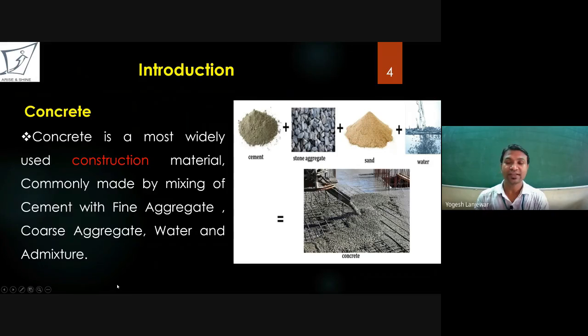We know that concrete consists of various ingredients like cement, sand, coarse aggregate, and water. If it is required, we can use admixture. I'm not going into the detail of the uses of admixture in this session, because I already discussed it in my previous session. The concrete is a homogeneous mixture consisting of cement, aggregates, which are of two types, fine aggregate and coarse aggregate, and water.